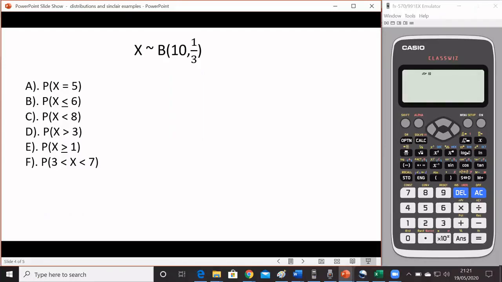Suppose that we have some sort of binomial distribution, a scenario where we have 10 fixed trials, where the probability of some success, some criteria, is a third. Let's go through various tricks on the calculator to do all these kinds of examples.